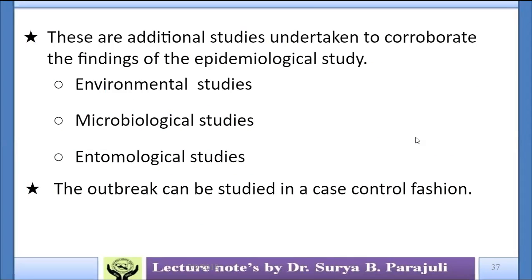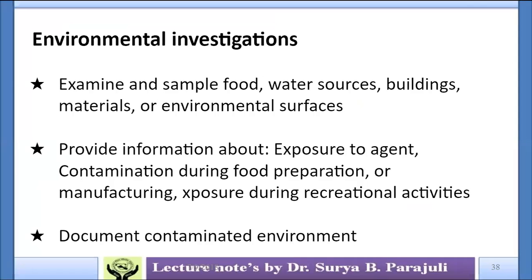And there are different methods like environmental studies, entomology, or rodentology, or microbiological studies. And this can be done through case control fashion or retrospective study. Because if you are going to study factors for that, case control study is easy. Environmental investigation: you need to collect samples, food, water source, contaminated water.